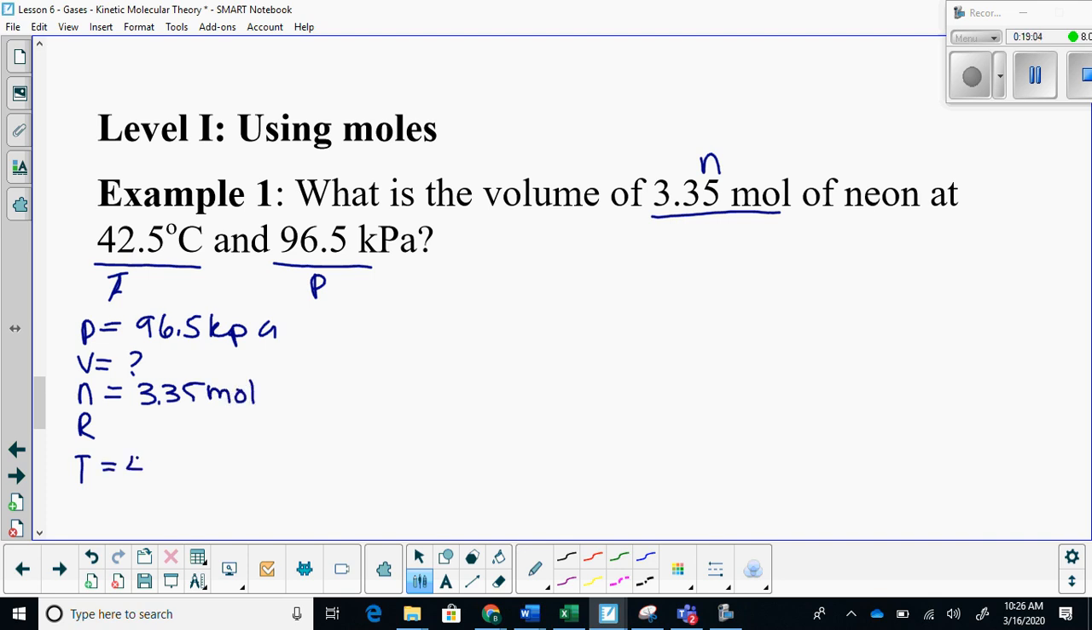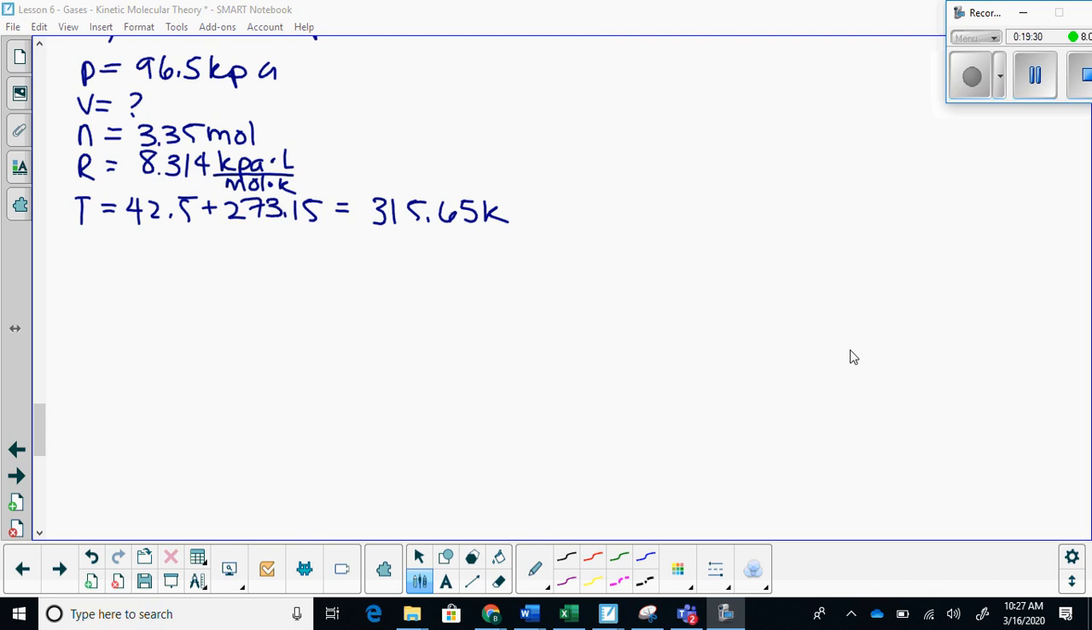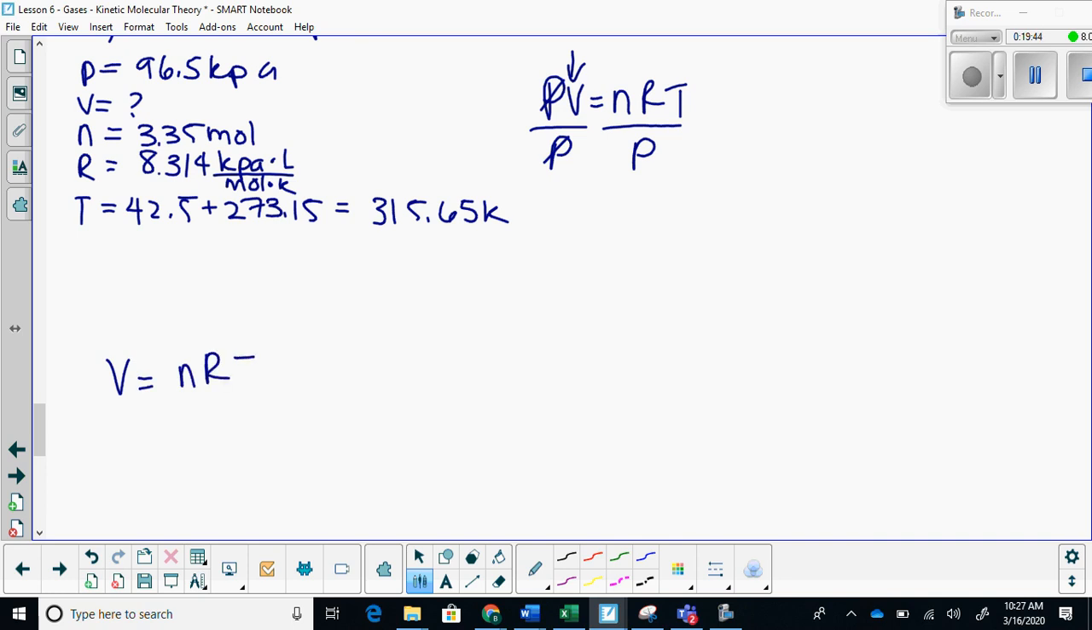And T is 42.5 plus 273.15, which gives me a temperature of 315.65 Kelvin. R is 8.314 kPa·L over mol·K. Okay, so we're going to use the formula PV is equal to nRT. We are looking for V, so I divide both sides by P. P cancels out. V is equal to nRT over P.